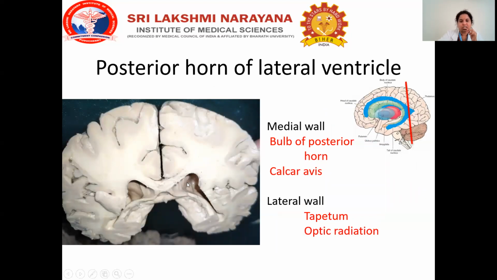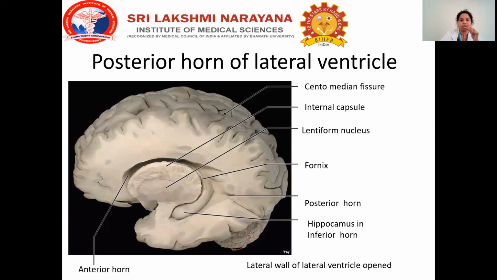This image is showing that we are looking into the cavity of the posterior horn of the lateral ventricle. A coronal section is taken through this posterior horn. So in the medial wall, two swellings are seen, one above and one below, and this is the lateral wall. The above swelling is the bulb of the posterior horn formed by the forceps major bundle, and the lower swelling is produced by the calcarine sulcus, which forms the calcar avis.